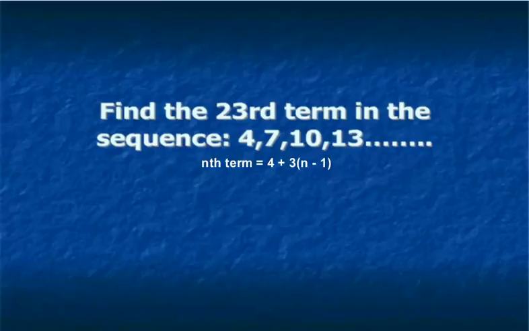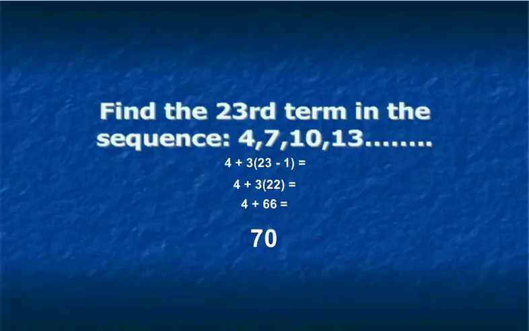So this problem would be solved with the formula 4, the first term, plus 3, the unit that you're adding to each term, times 23 minus 1. You've got the 23rd term you're looking for, and you've got to get rid of that first one. Therefore, you've got 4 plus 3 times 22, which is 4 plus 66, or 70.